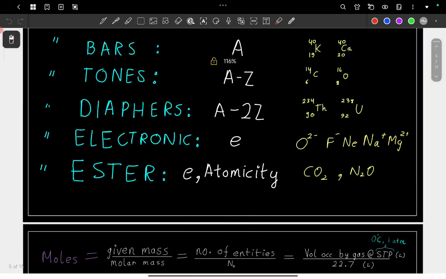Now what is isoelectronic? Isoelectronic are entities which have the same number of electrons. For example, you can verify this. They all have 10 electrons around the central atom.